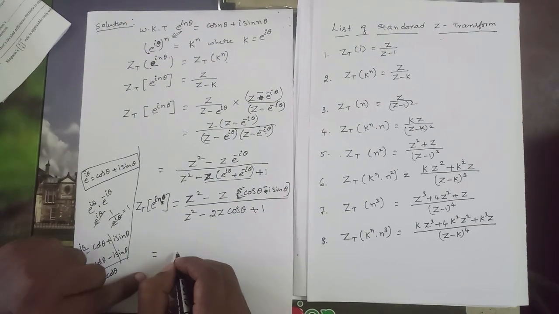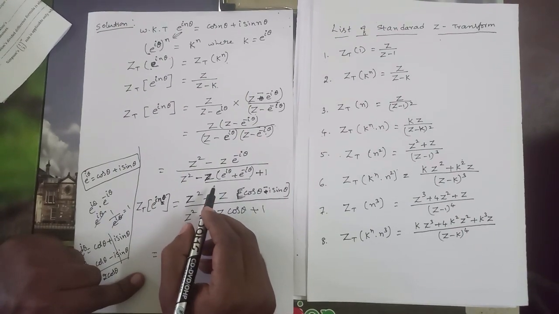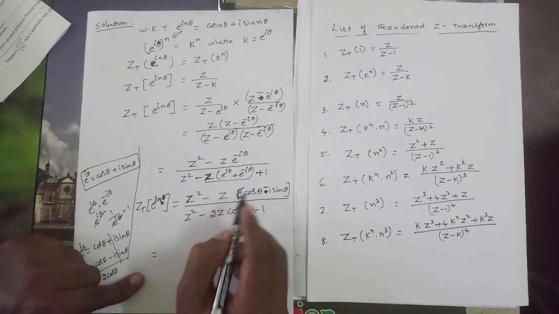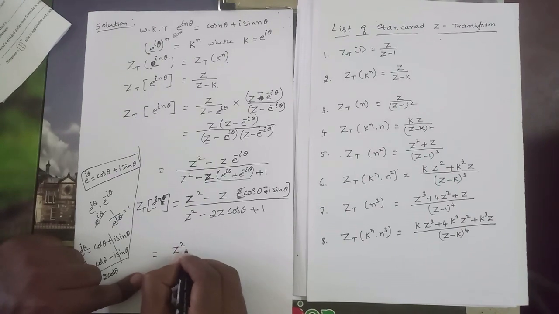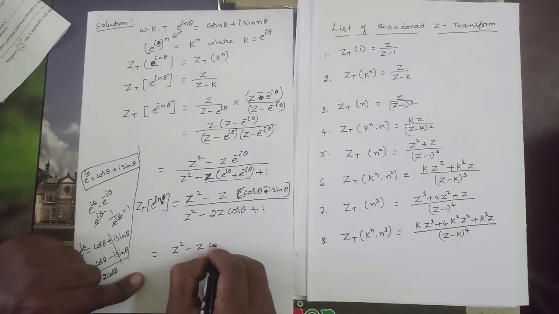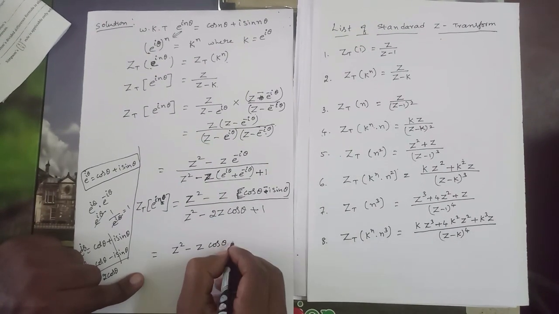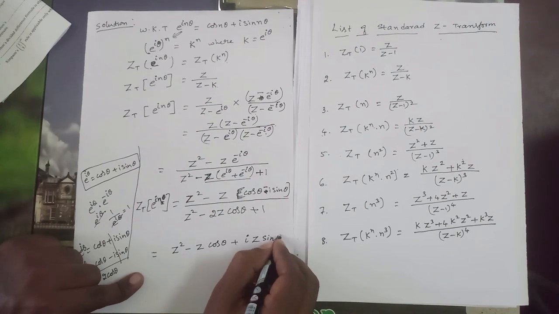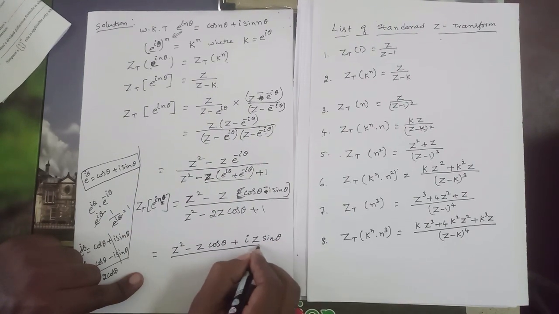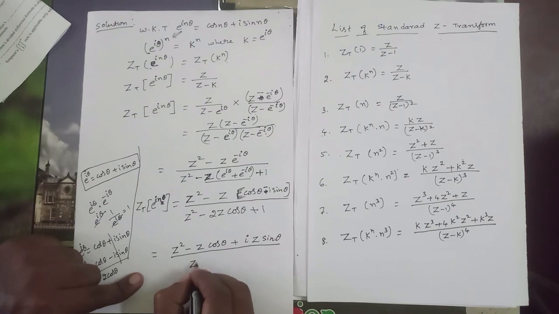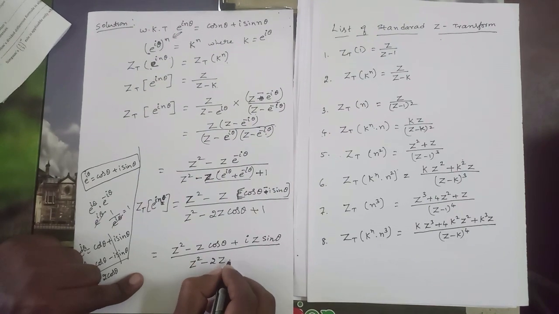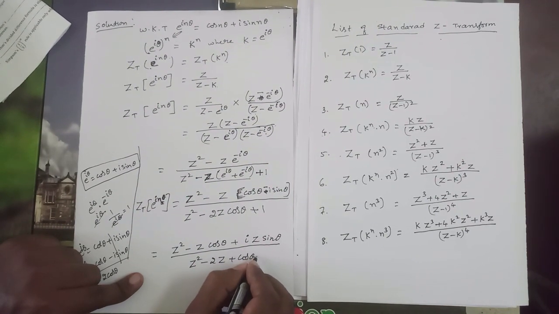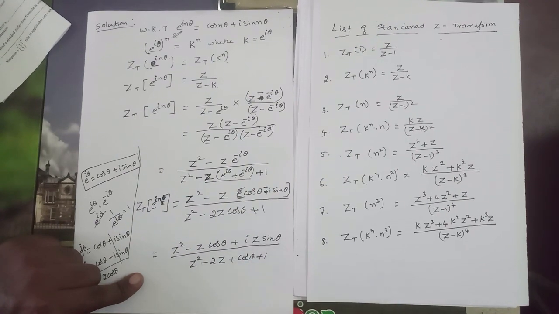Now here simplify this one. What do you get? If you multiply with z, z square minus z into cos θ plus i into z into sin θ, whole divided by z square minus 2z cos θ plus 1.